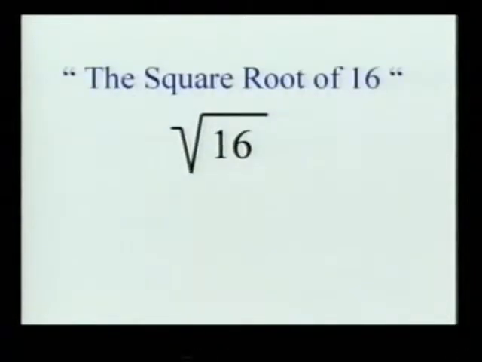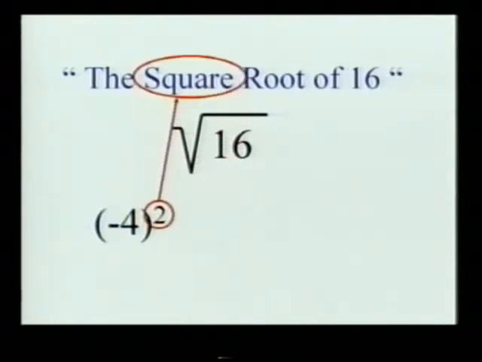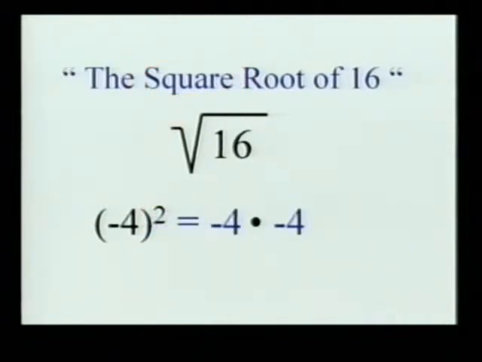Now wait just a minute. You say the square root of 16 is 4. Could it maybe be negative 4 also? Well, let's check it. Negative 4 squared is negative 4 times negative 4, two negatives, which does equal 16. So the square root of 16 does equal negative 4.